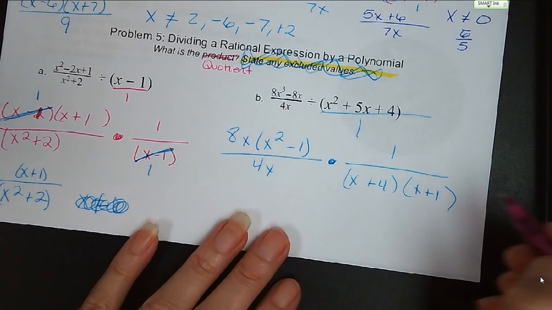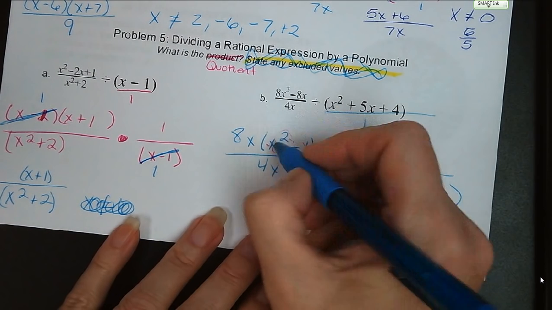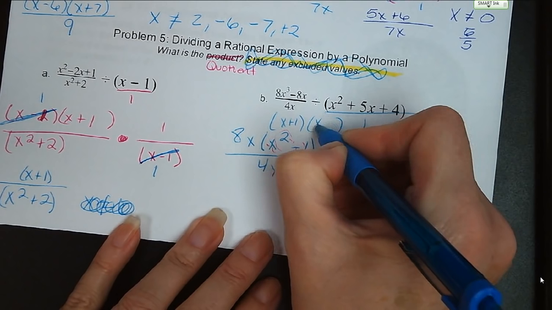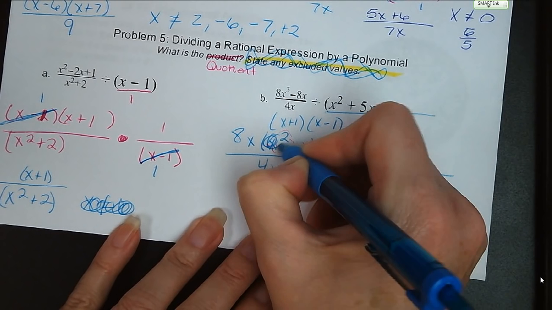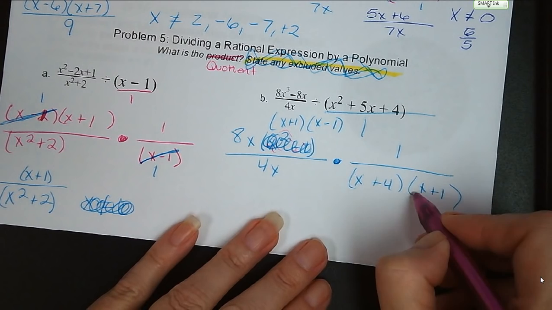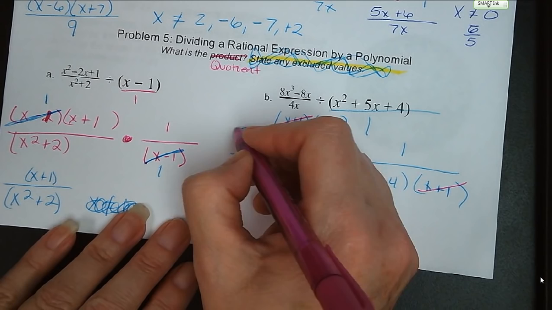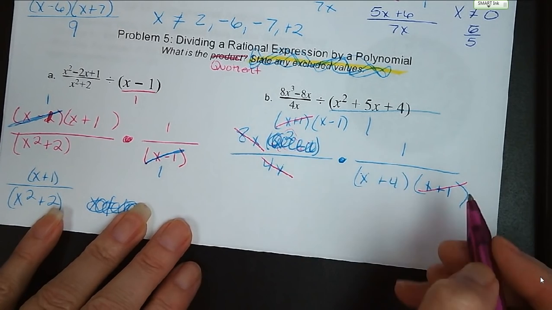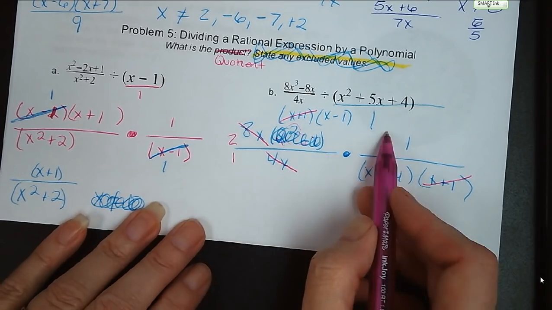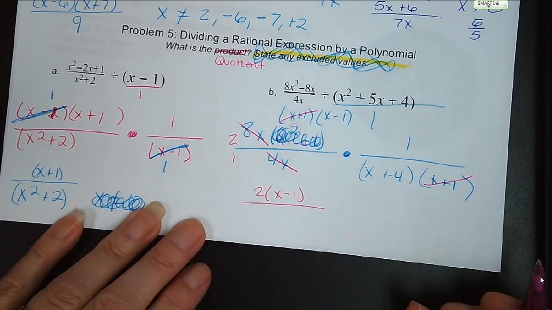But what is that I see? X plus 1, x minus 1. Got me. Yep. All right, so our x plus 1's cancel out. Our 8 over 4 reduces to 2 over 1. 8x and 4x, 2 over 1. And that looks like it's all that I can cancel. So I'm left with 2 times the quantity x minus 1 over x plus 4.